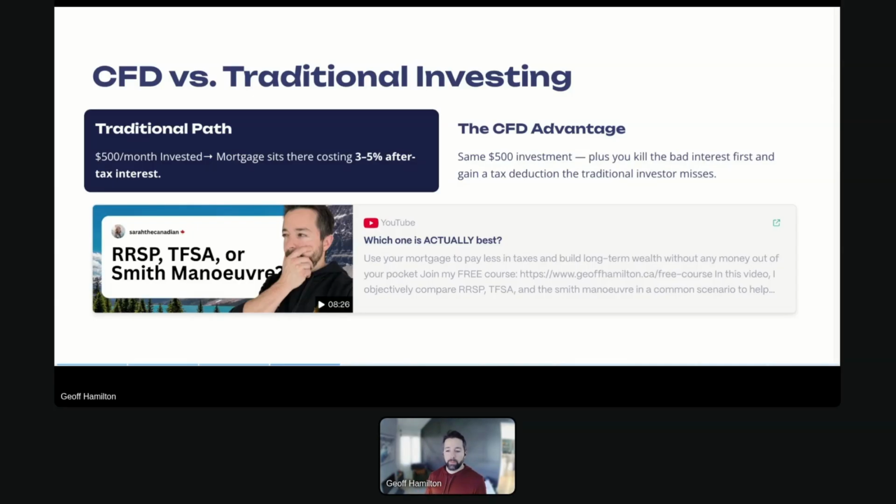Now, you might be thinking, I prefer RSP or TFSA investing. I don't like to just invest directly. And if I put it through the Smith Maneuver, I can't do RSP and TFSA. Now, that's true. You can't do both. You can't convert your debt and have a tax deduction at the end there with one of those two systems.